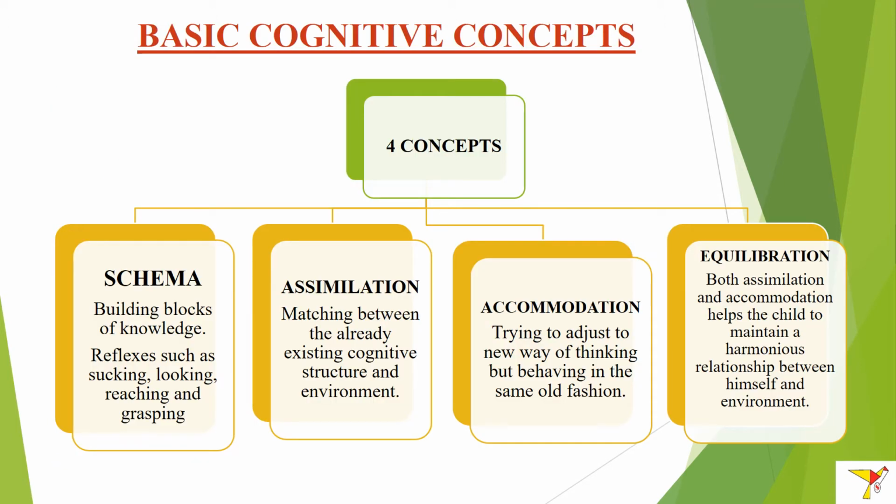There are basically 4 concepts of cognitive development. The first concept is schema. They are the basic building blocks of knowledge. Reflexes such as sucking, looking, reaching, and grasping form the basic schema. Assimilation is the next concept. Matching between the existing cognitive structure and environment forms the assimilation concept. The next is accommodation. When a child tries to adjust itself to a new way of thinking or a new fashion, but still tries to behave in the older manner, then it comes under accommodation. Equilibration is when the child finds an equilibrium between assimilation and accommodation, getting adapted to a newer challenge and hence maintains a harmonious relationship between himself and the environment.